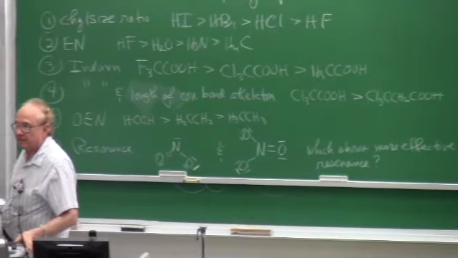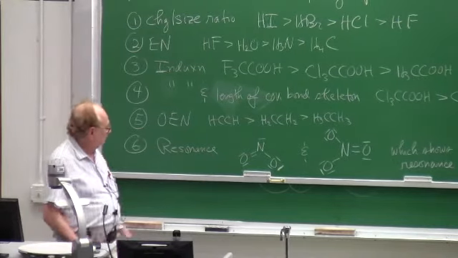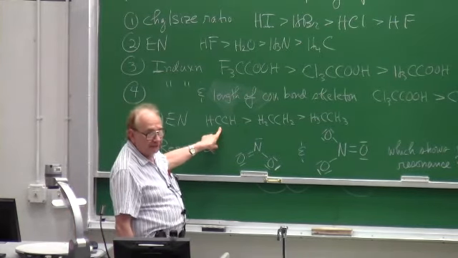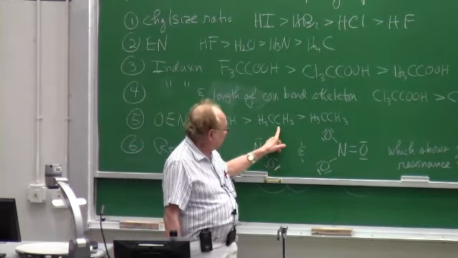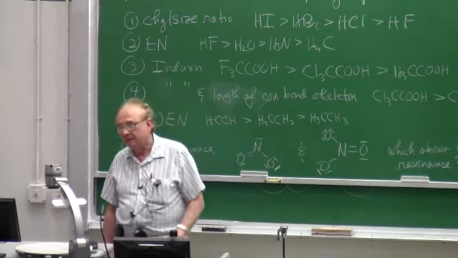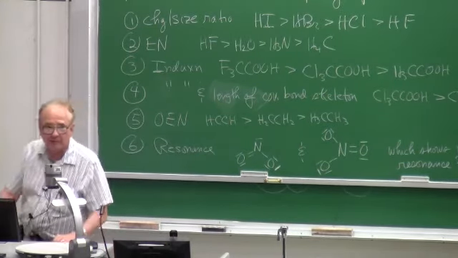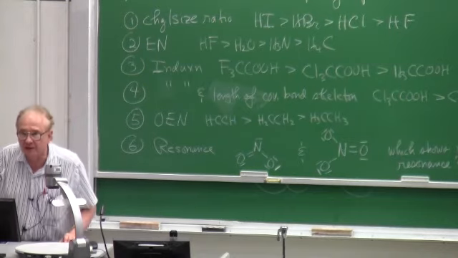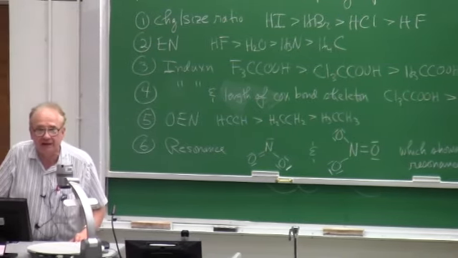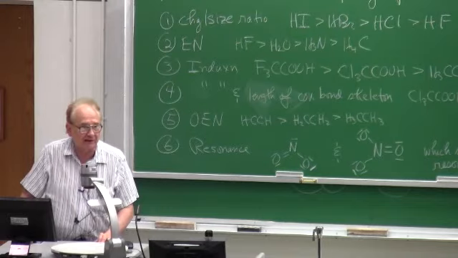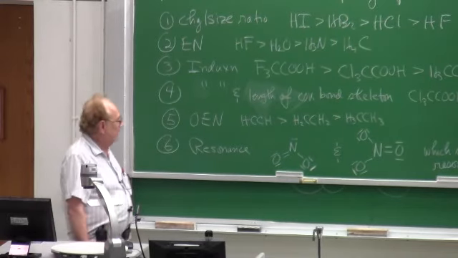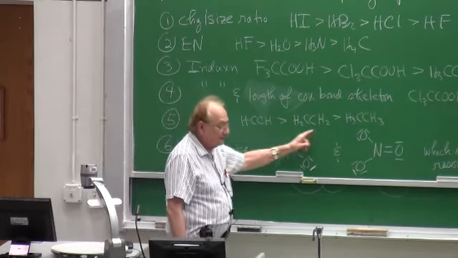Orbital electronegativity. Here, developed negative charges on an sp carbon. Here, sp2 carbon. Here, sp3 carbon. The greater the s character of a hybrid orbital, the greater is its orbital electronegativity, and the more effectively that hybrid orbital stabilizes negative charge density, making this the strongest of these three acids.